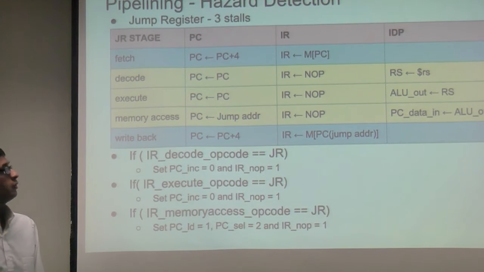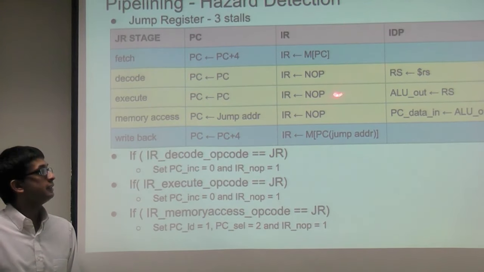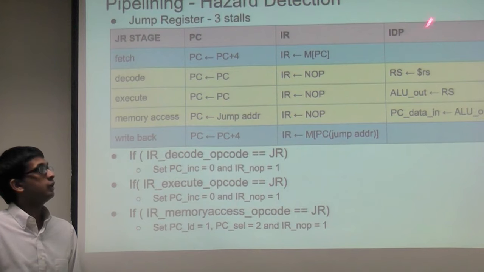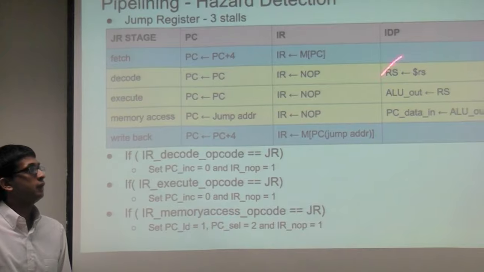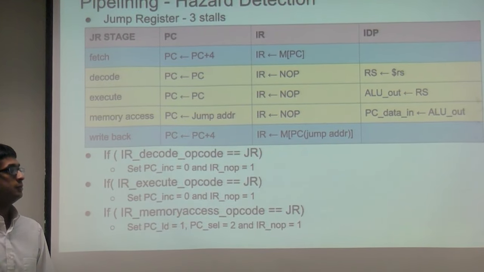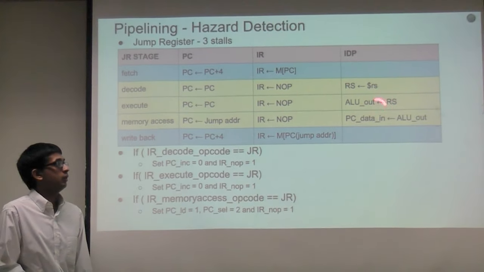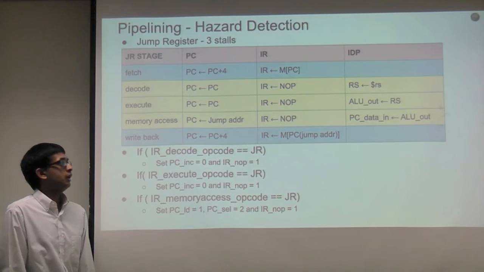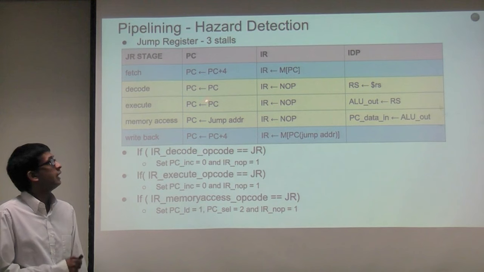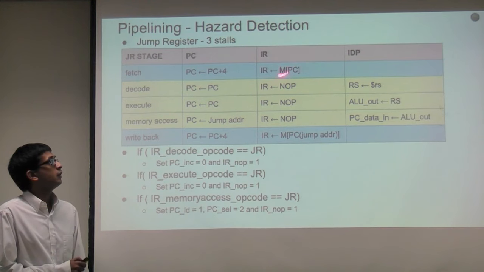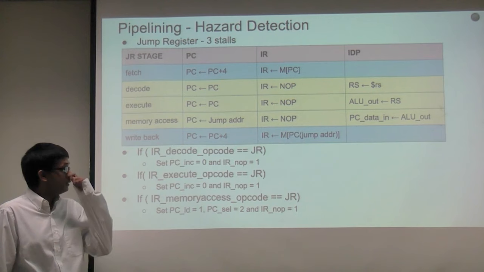How our jump register works is that it requires 3 stalls, because that's how long it takes to go through our IDP. Here is the specific register RTL of how it goes through our IDP. And we need 3 specific cases, as there are 3 different stalls for the different PC and IR no-op cases.